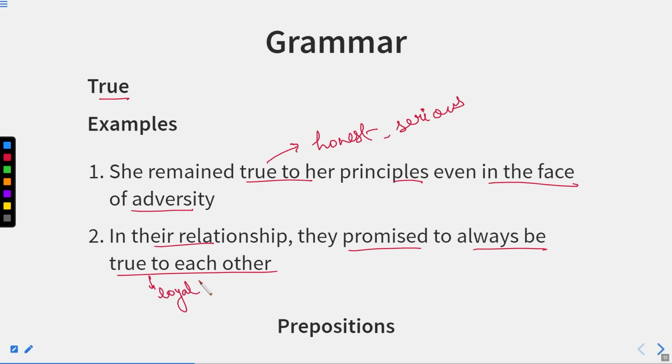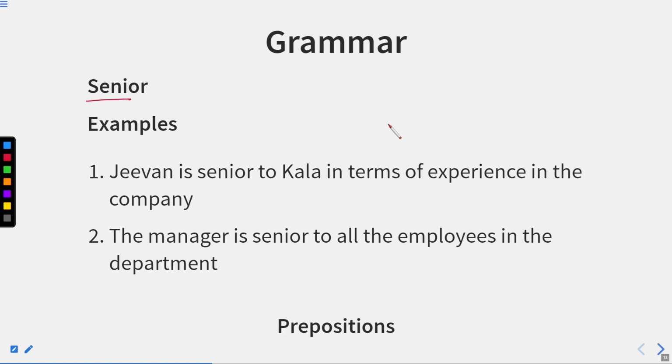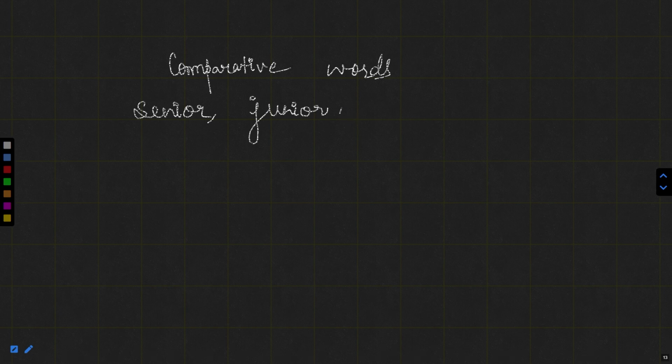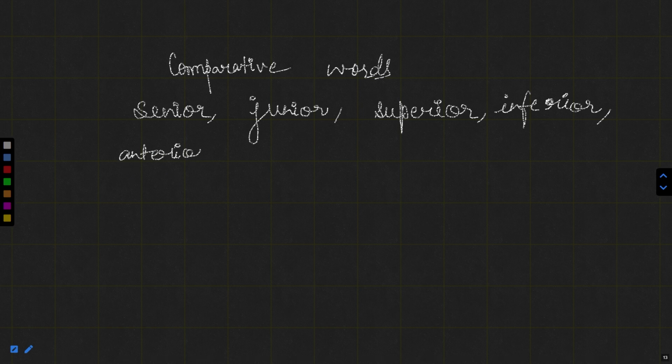Now let us move to the next phrase. We have a word senior. Now this one is very, very important. There are some comparative words, as I have told you about these words in the chapter of adjectives as well. These are comparative words. Now what are comparative words? Let us discuss these words. We have a word senior. We have a word junior. We have another word that is superior. Then we have inferior. Then we have interior, and then we have posterior.